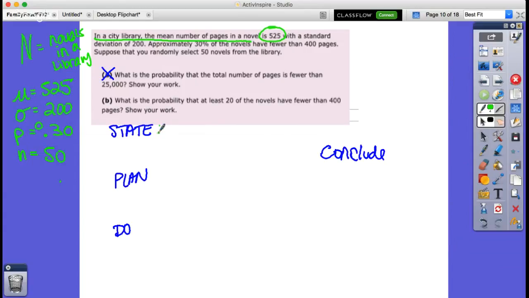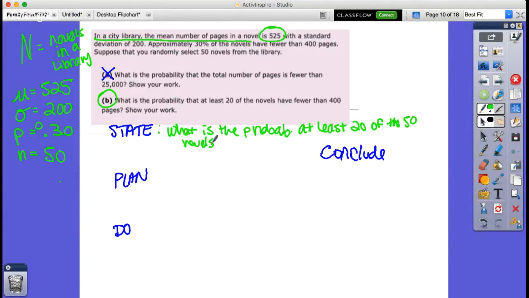Now, let's state the problem. Question B says, what is the probability? And a lot of times I like to just write this out. What is the probability at least 20 of the 50, because that's the sample, right? 20 of the 50 novels have fewer than 400 pages, okay? All right, so this is the question we're trying to answer.